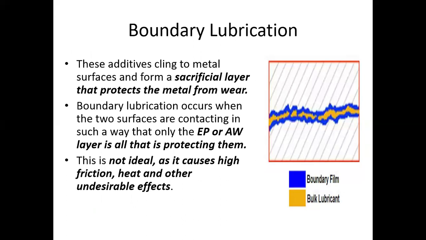In boundary lubrication, these additives cling to metal surfaces and form a sacrificial layer that protects the metal from wear. Boundary lubrication occurs when the two surfaces are contacting in such a way that only the EP, or extreme pressure, or the AW, the anti-wear layer, is all that is protecting them. This is not ideal as it causes high friction, heat, and other undesirable effects. So this will be the effect of our boundary lubrication.